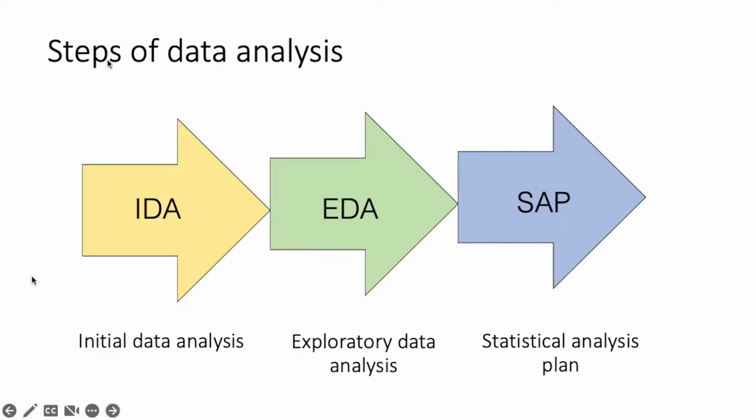I must be honest, I learned this when I was planning this course, because we all do it, but I didn't know it had a name. So actually people have studied these steps that people follow and named them like this. So IDA followed by EDA and then followed by SAP. So initial data analysis, then exploratory data analysis as Thales mentioned, and then finally a statistical analysis plan.